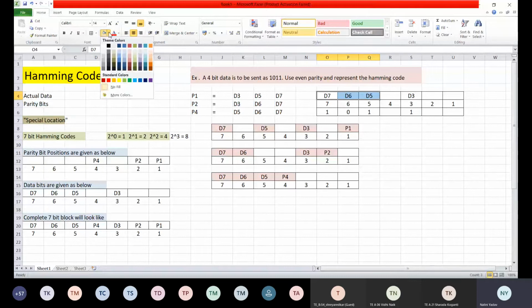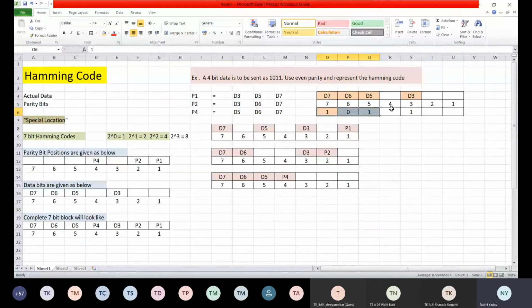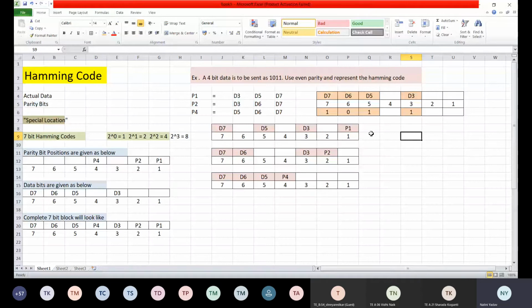So let me give one color to these data bits. I hope this is not flickering for you at all, because at my end I can find some network problem and there is flicker in the video for me. Fine. So these are my data bits. Correct, I have represented the data bits.